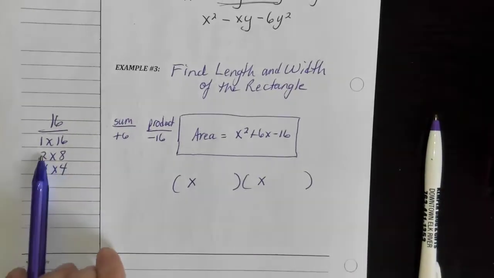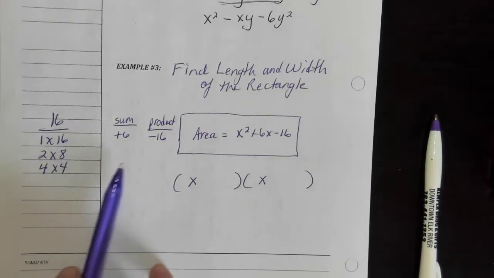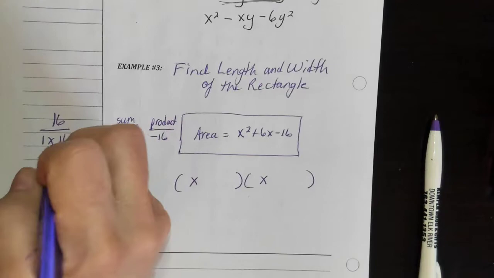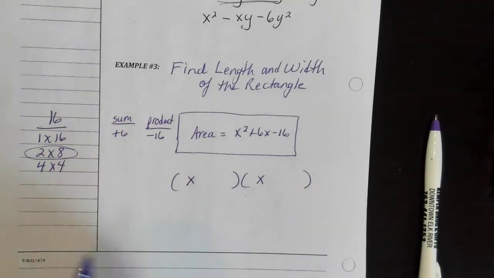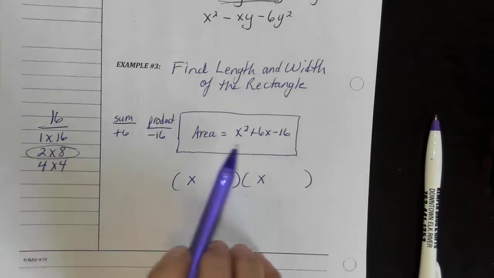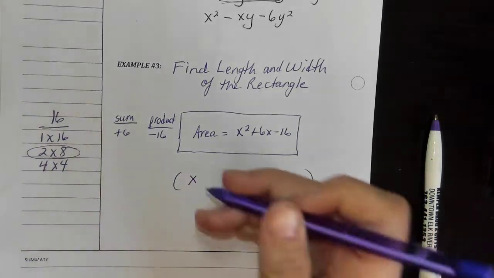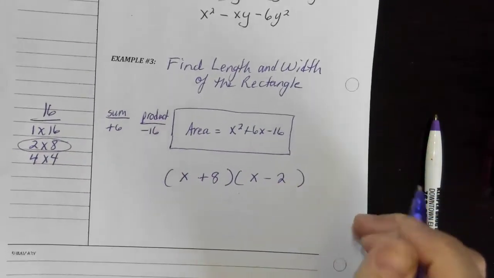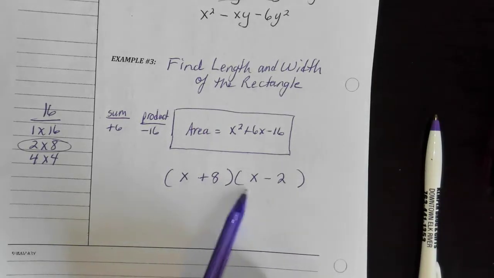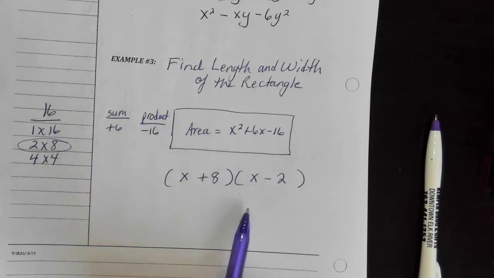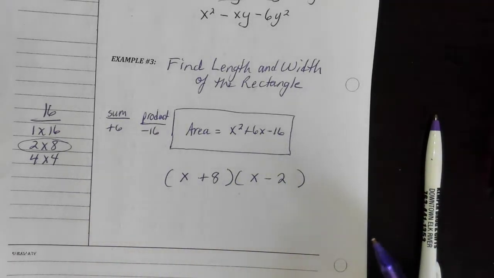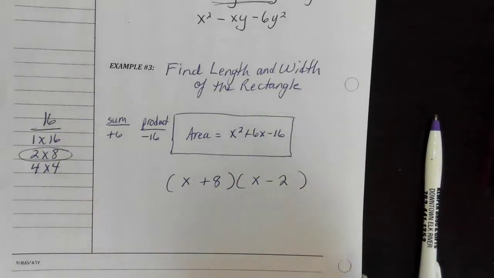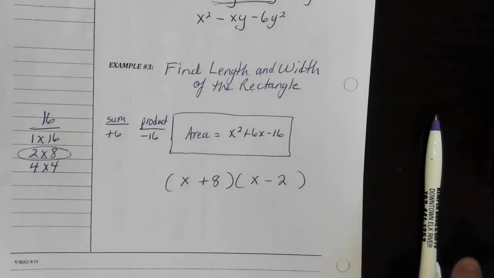So I've got to look at these and say, which numbers can I add together to get a positive 6 when I add them and a negative 16 when I multiply them? Looks to me like 2 and 8 have a difference of 6. If I want it to be positive, the bigger of the two numbers has to be the positive, and the smaller of the two numbers is going to be a negative. So I can subtract a 2x from an 8x. And again, if I have 8 times negative 2, I will indeed get the negative 16. So the length and the width of this rectangle are x plus 8 and x minus 2.